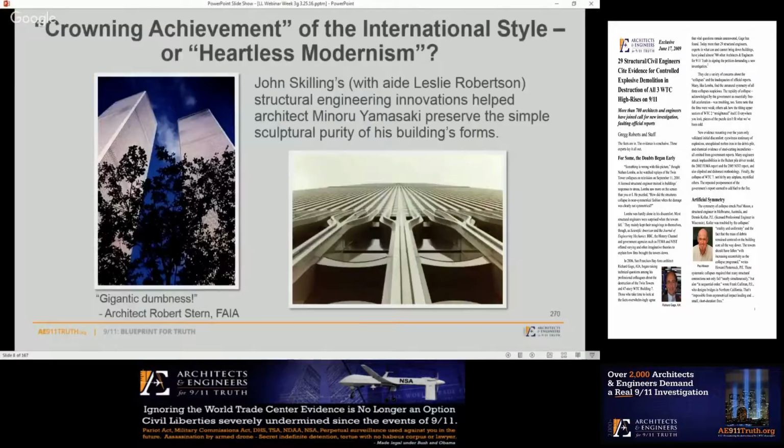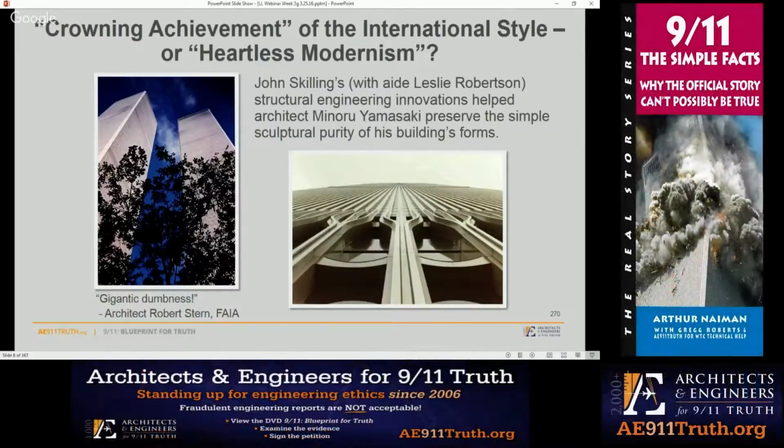And as we look at these towers, it's quite important for us to note that there was quite a bit of controversy when they went up. Some praised the architect for the sculptural purity of the forms of the building. Others, like Robert Stern, a famous architect, says this is gigantic dumbness.